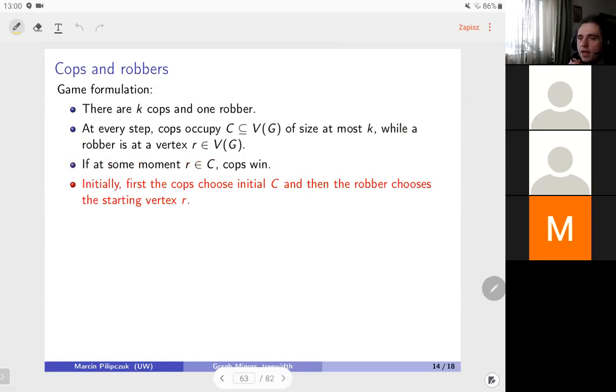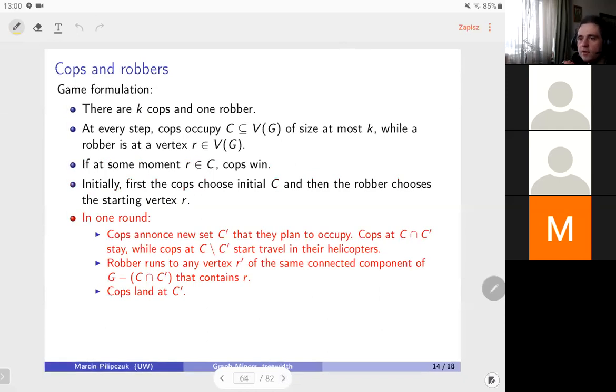Okay. So to start the game, first the cops say where they are, and then the robber says where he actually is, because the other way doesn't make sense. So first the cops sit on some vertices, they say, okay, I'm sitting on those vertices, and then the robber says, okay, if you sit here, then I'm starting in this vertex. And then how does the round look like?